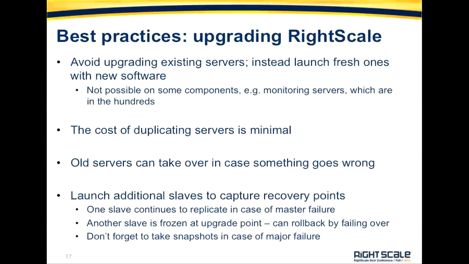So the idea is to say, well, if it's easy to launch servers, launch as many as you need. Don't spare that, and try to be as flexible as possible. One slave, we use it to continue replicating in case the master fails. We can always fail over. But the other one is frozen at key points, so that if something goes wrong, we can always go back and recover from that point. And of course, don't forget to take snapshots in case of major failure.